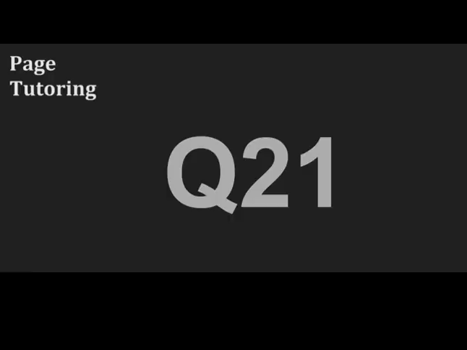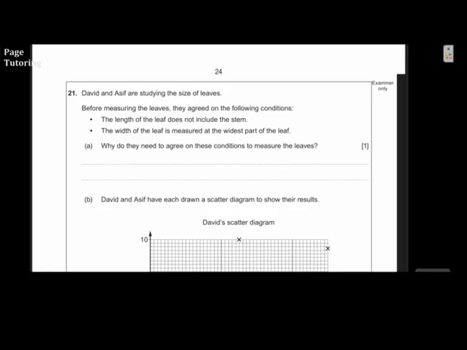Question 21. David and Asif are studying the sizes of leaves. Cool, I guess that's leaf scientists. Interesting. Before measuring the leaves, they agreed on the following conditions. The length of the leaf does not include the stem. So we could draw a little sketch of that here. So the length of the leaf is just this bit, not the stem. And the width of the leaf measured is that measured at its widest point. So that's the width of the leaf.